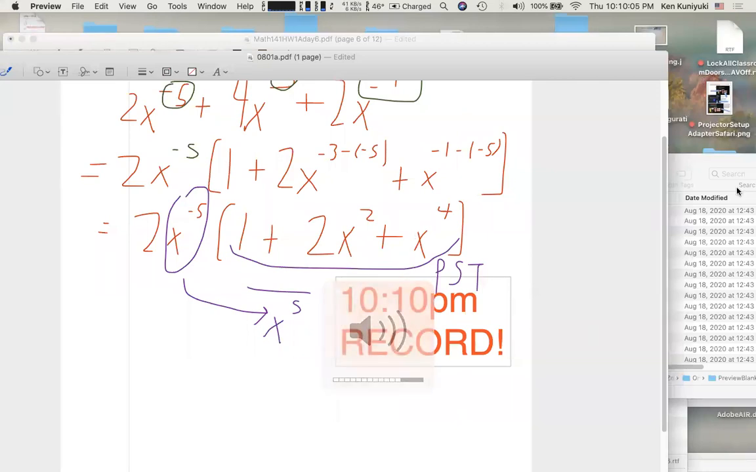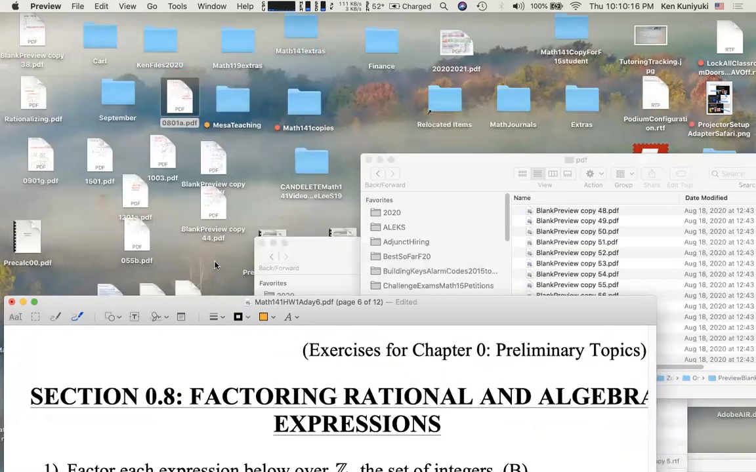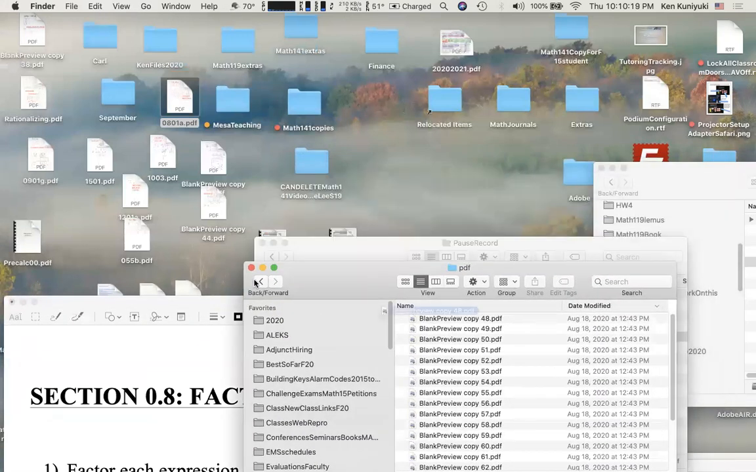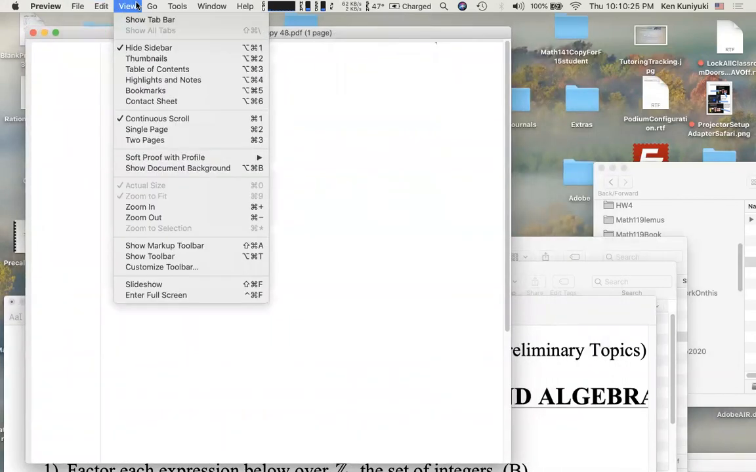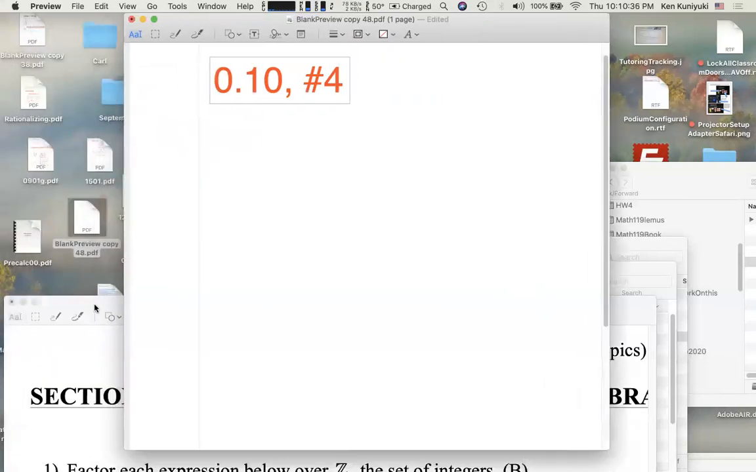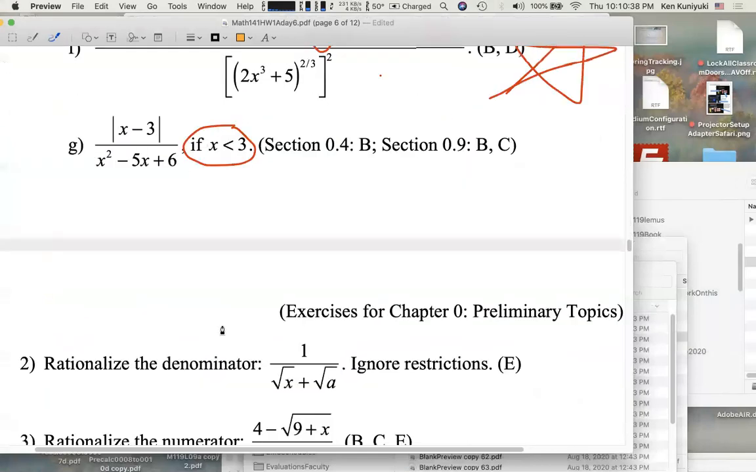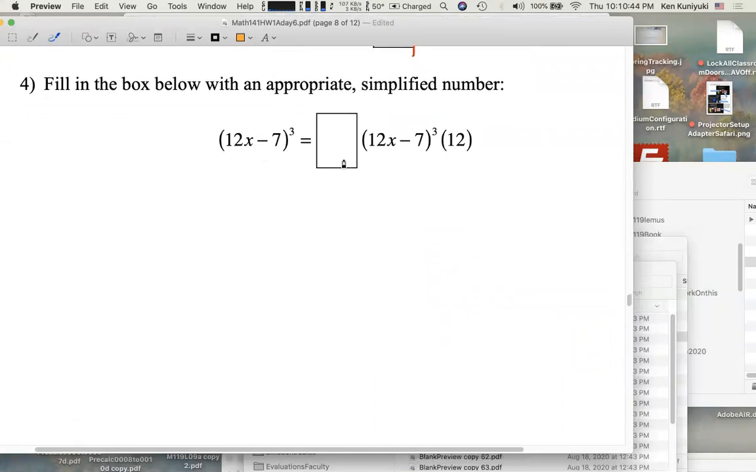All right, back in business. Okay, Corey got a couple there. All right, so let's take a look at those. All right, so 0.10 number 4. This isn't so bad. It's a concept problem.